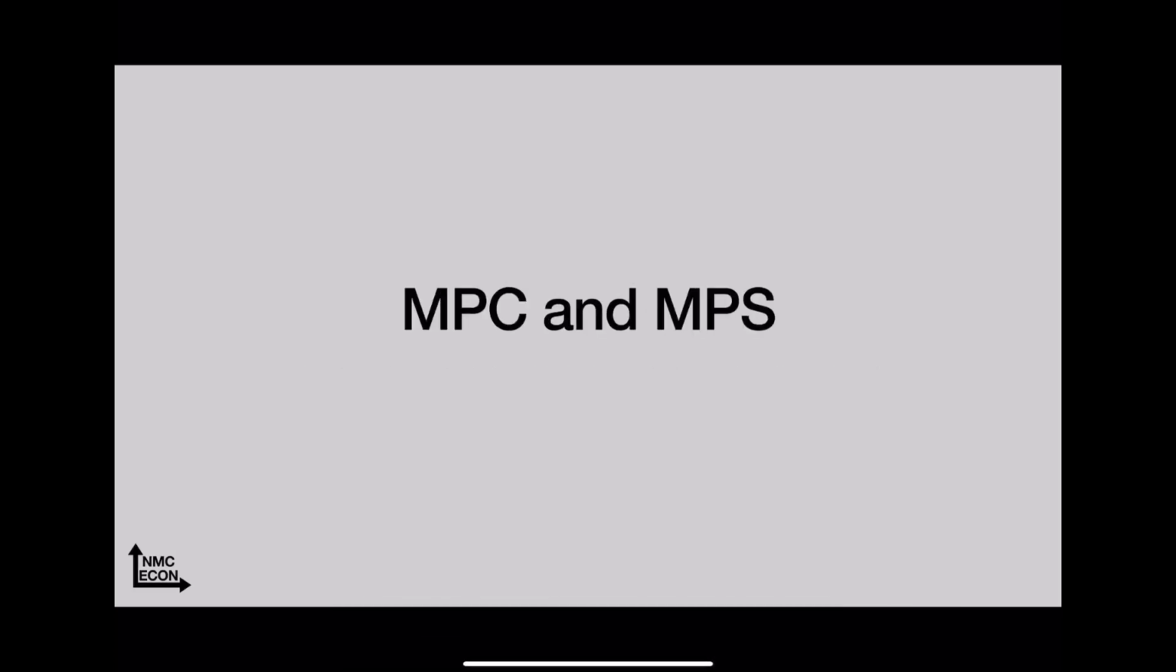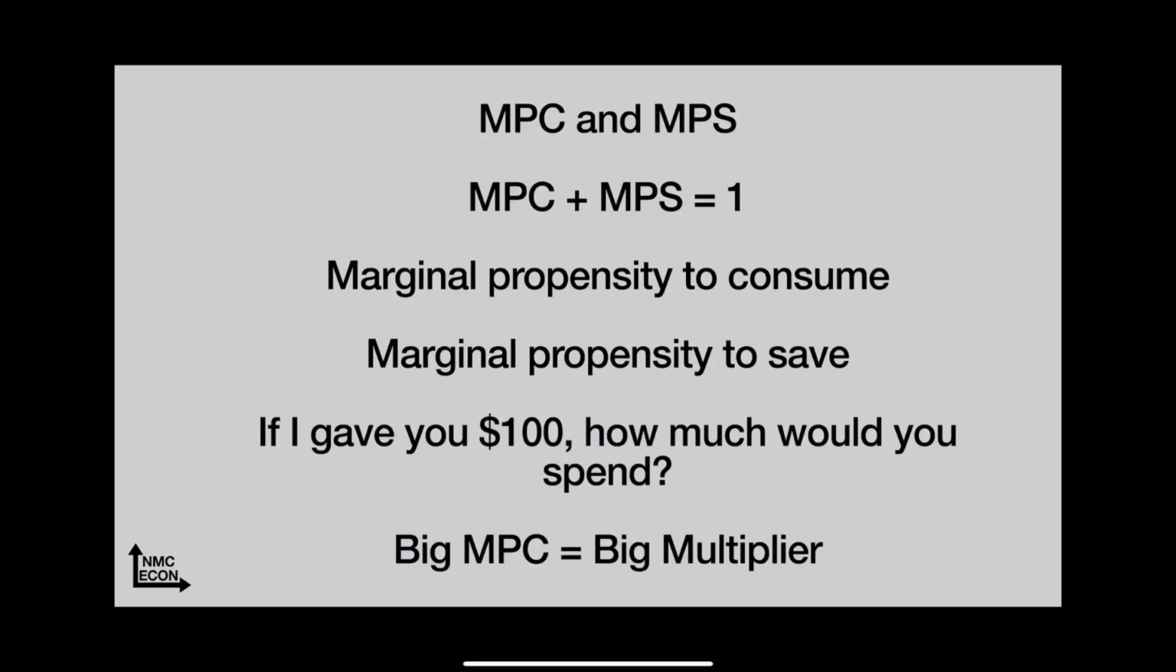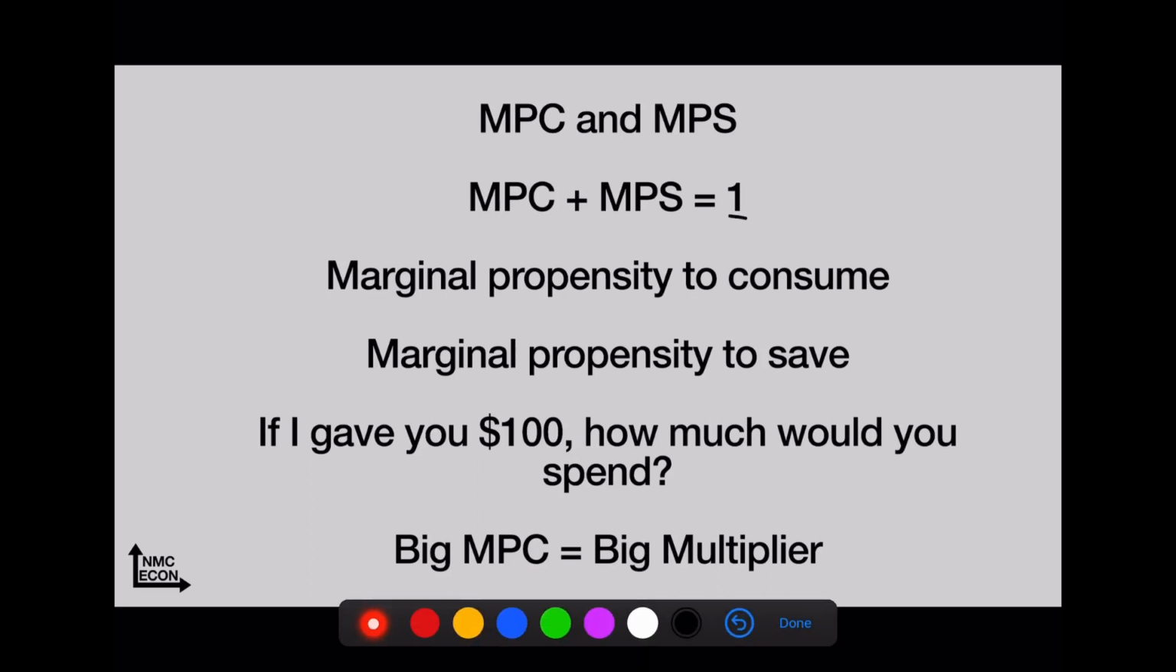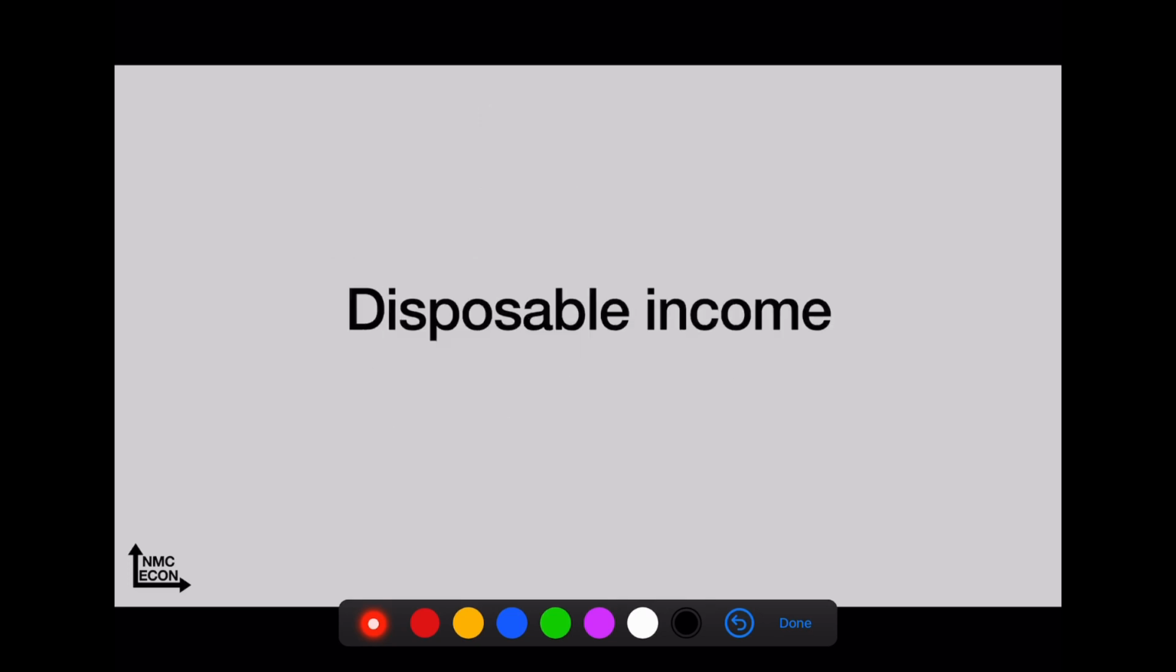MPC and MPS. The marginal propensity to consume and the marginal propensity to save. If I gave you $100, how much of it are you going to spend? And if you don't spend it, well, then you're probably going to save it. They always add up to 1, and a big MPC equals a big multiplier.